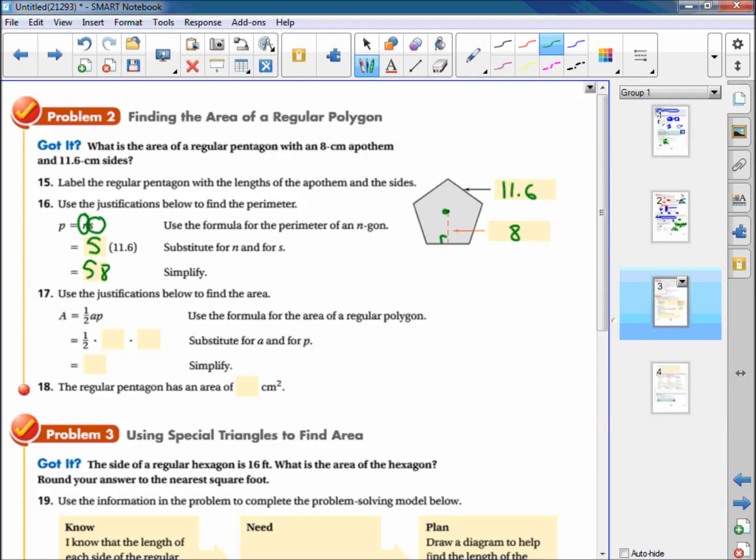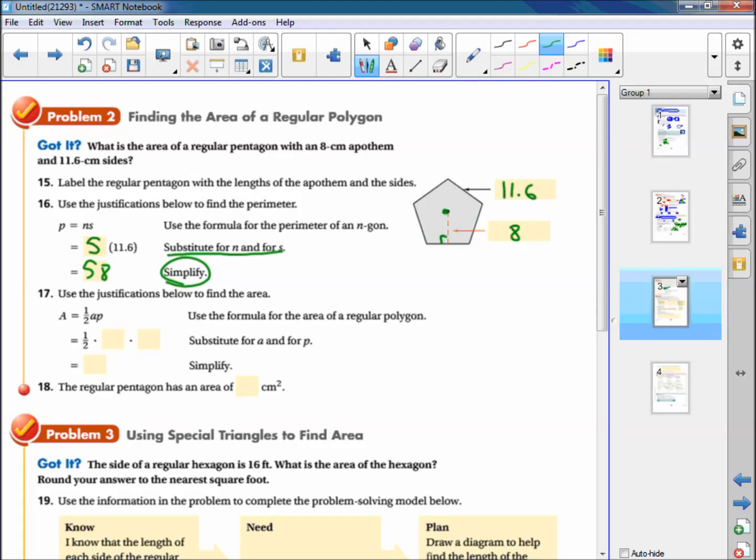Okay, so use the formula for the perimeter of an n-gon. The n-gon had n sides, and each side was s long, so n times s. Then we substitute for n and s, and we simplify it. All right, so use the justifications below to find the area then.